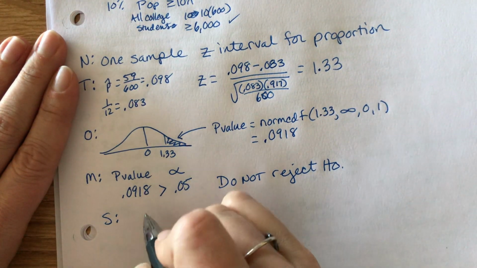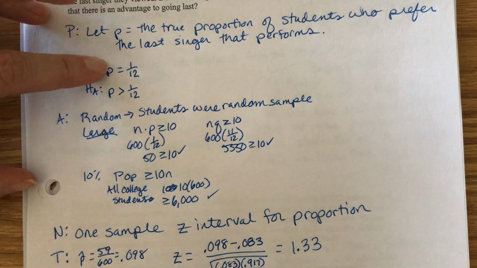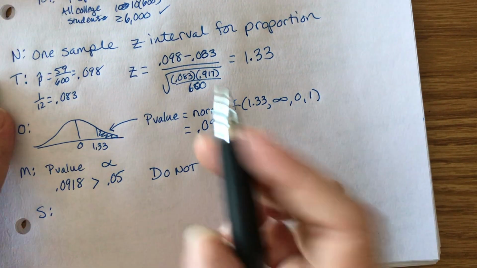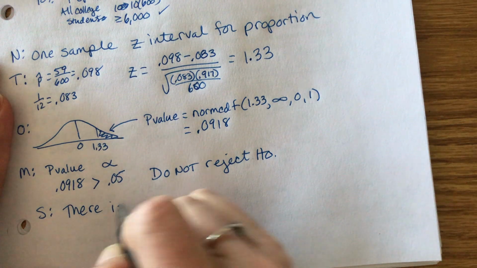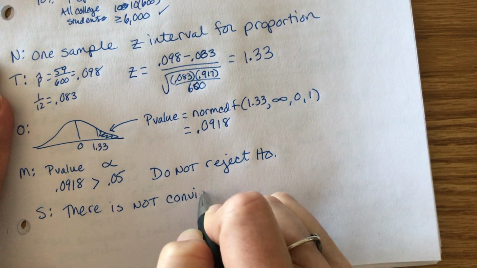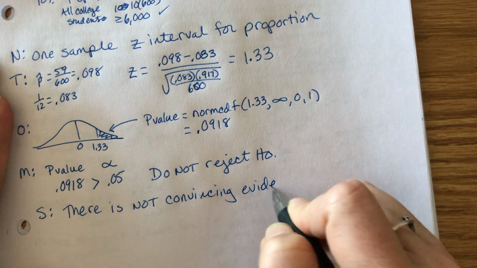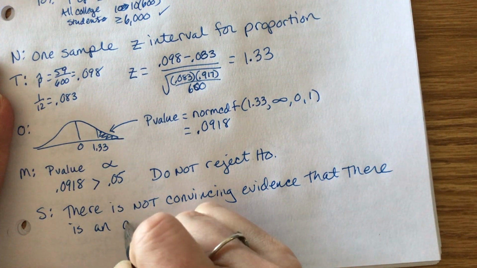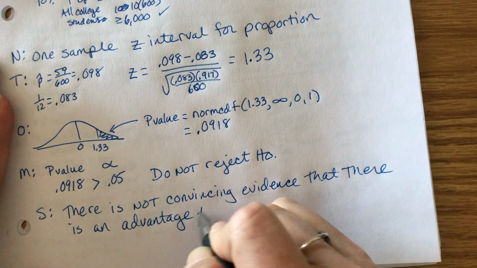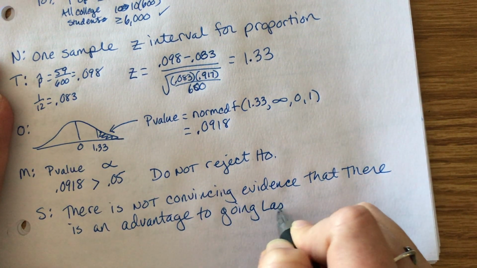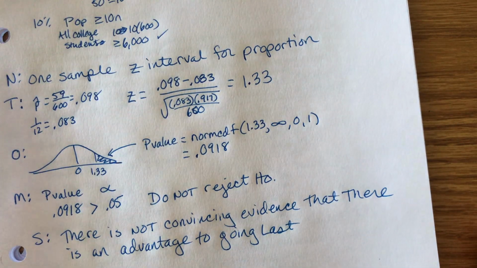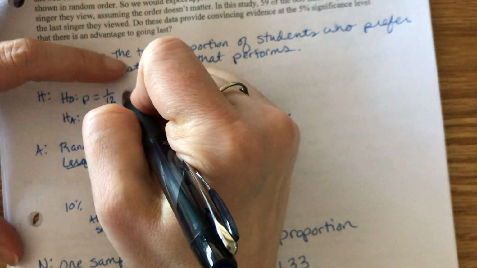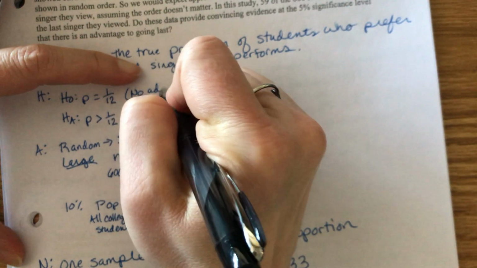What does that mean? So if we don't reject the null, that means we can't say that we disagree with this, which means we can't support that. So there is not convincing evidence that there is an advantage to going last. You don't really actually want to put like that p is greater than 1/12. That doesn't explain the problem. Lots of students find it most helpful, and the AP encourages this, to put like there is no advantage.